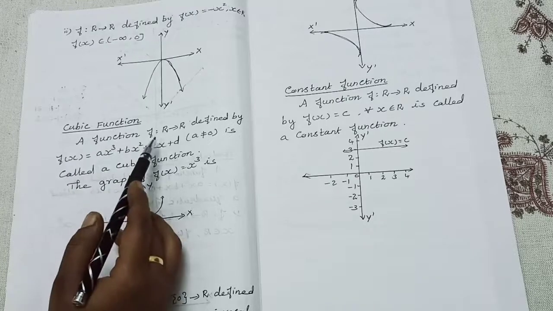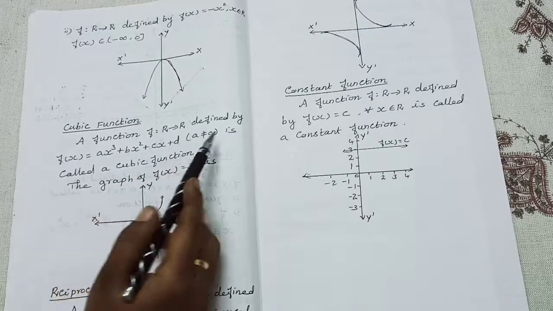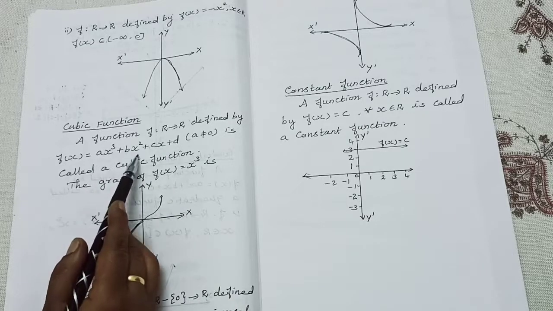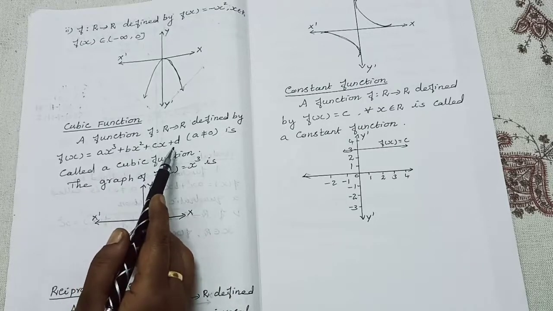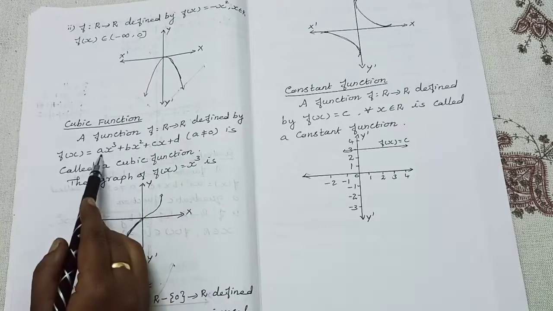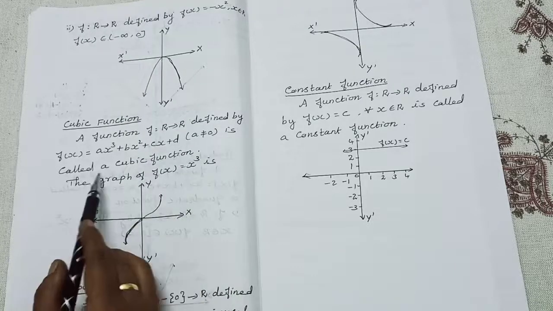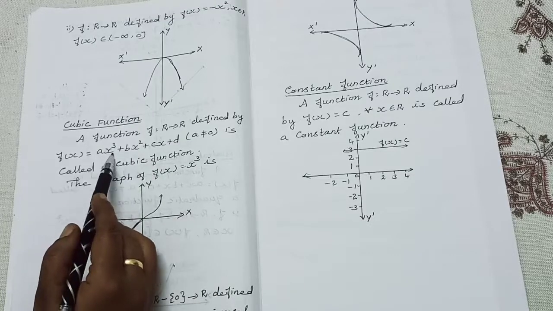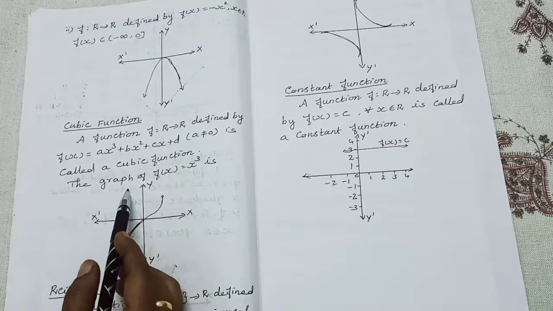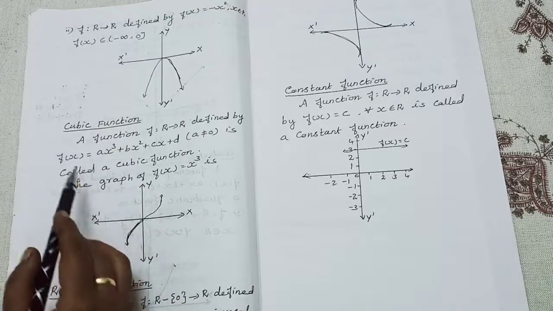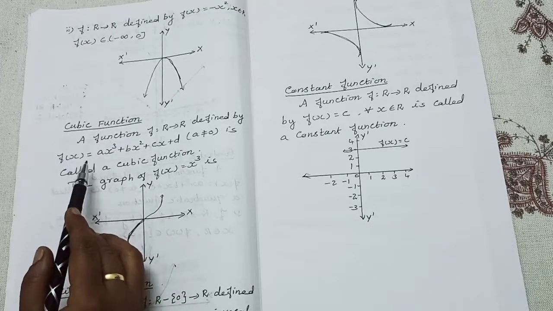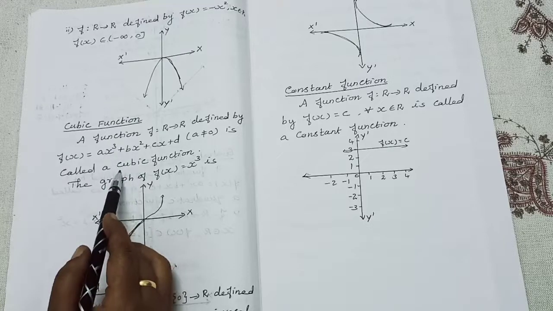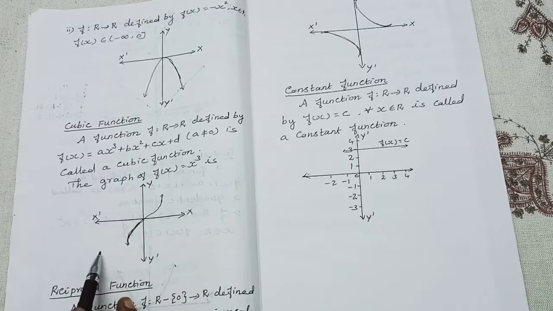Okay, next one, cubic function. A function f from R to R defined by f of x is equal to ax cube plus bx square plus cx plus d, but this a is not equal to 0, is called a cubic function. Cubic function means ax cube will come. Quadratic function means ax square. Here x cube, that is what a cubic function is.